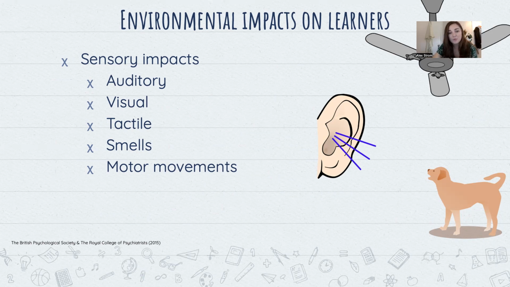Lastly, some motor movement aspects to consider are related to learners who may need to move more or not sit for long periods of time. Overall, thinking about aspects of the classroom environment is a great way to support your learner. Next, we'll discuss more specific supports that you can implement in your own classroom with your learners.